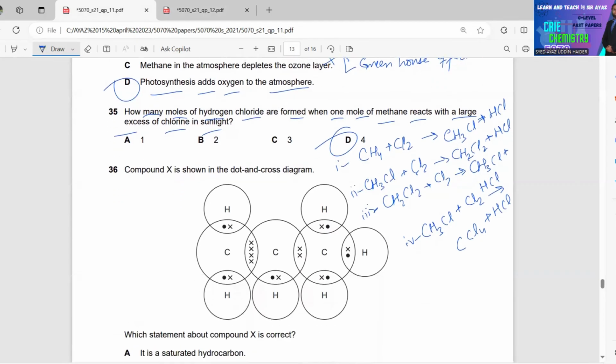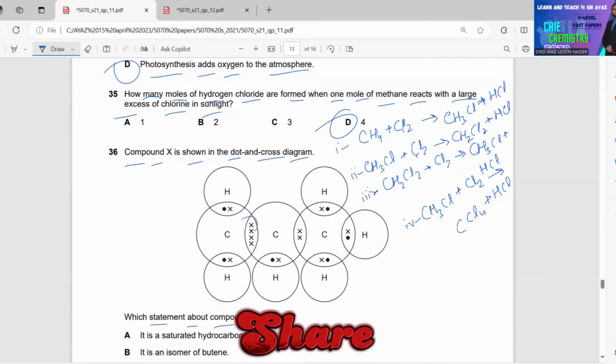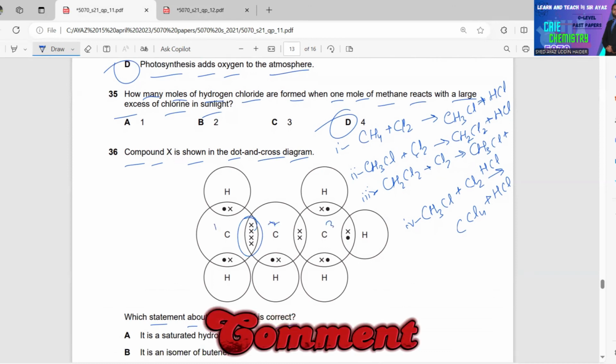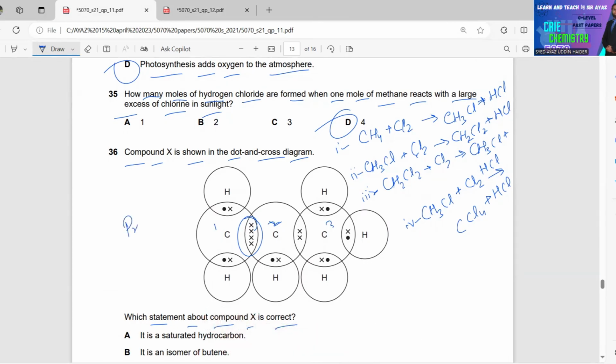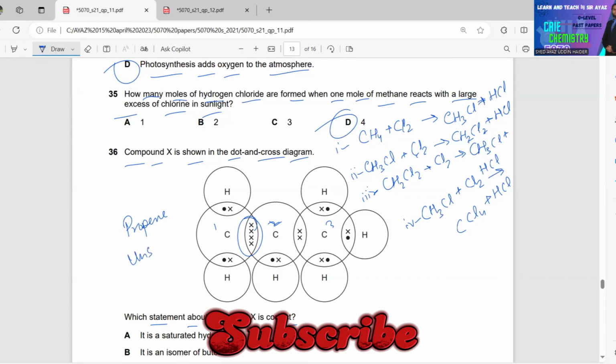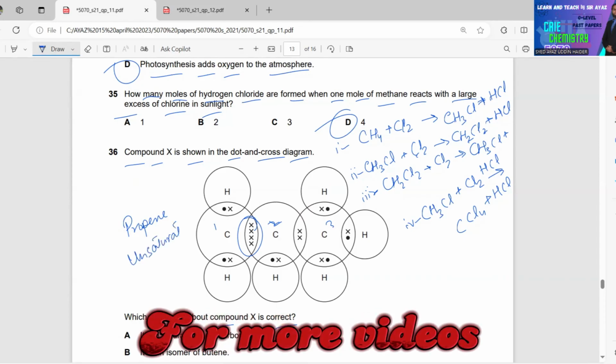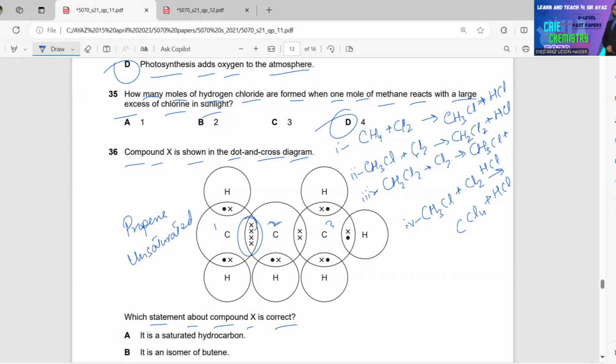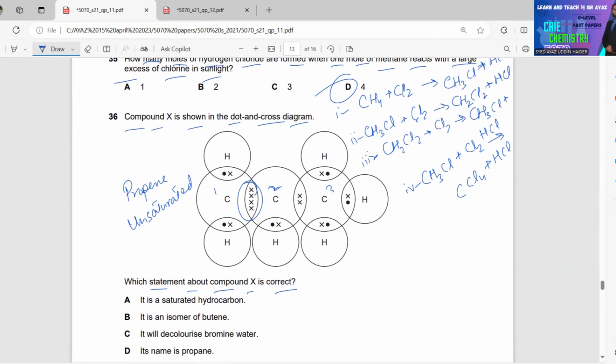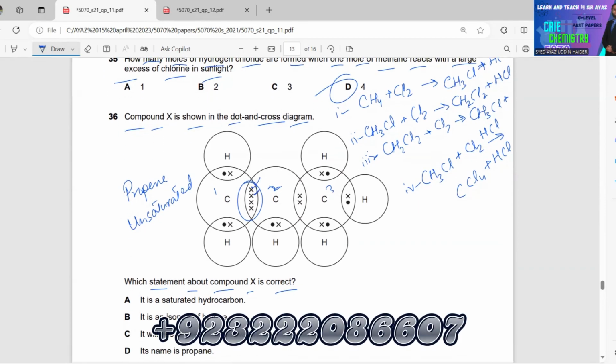36. Compound X is shown in the dot and cross diagram. Which statement about compound X is correct? What is this compound? This is a double bond between 2 carbon atoms. We have 1, 2, 3. It must be propene. And it's unsaturated because it contains a carbon-carbon double bond. Why? Because we can see 4 electrons are shared between these 2 carbon atoms. 1, 2, 3, 4.